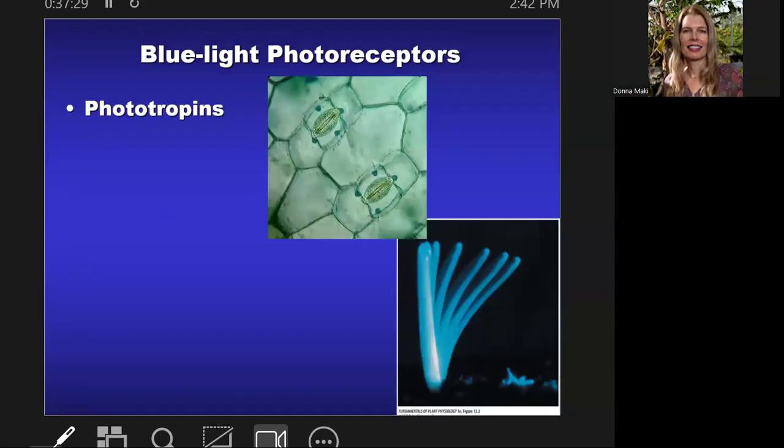And we already mentioned the phototropins as the ones that they figured out are responsible for that phototropism, bending toward unidirectional light, but they've since discovered that they are really important for the plant in another way. It's with guard cell movement.